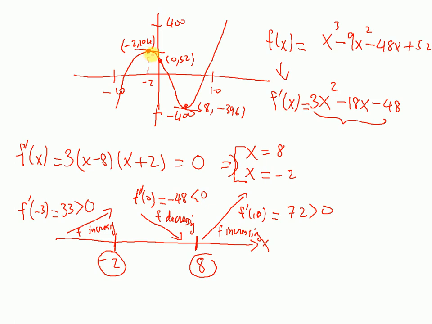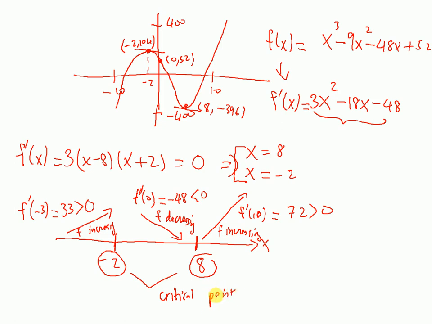That's why I have to solve for the value when my first derivative is 0, and then I pick the test points based on the values I got from that. So the points where my first derivative is 0, the points where I solved here, are called critical points.